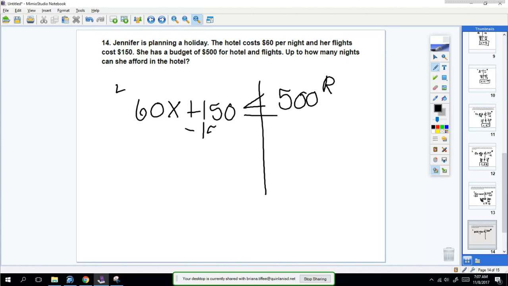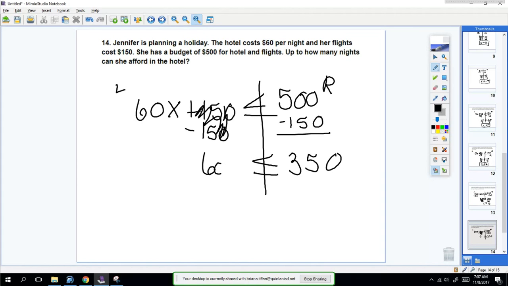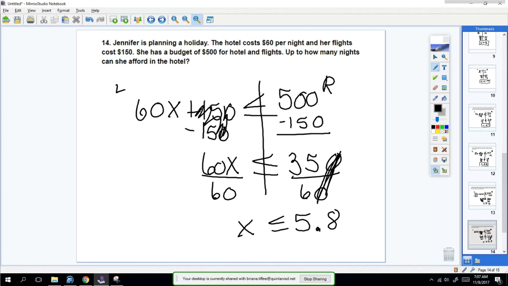Okay, and then you're going to subtract 150 from both sides. This cancels out. You're going to do 500 minus 150, which is 350. Bring down your sign. Then you got 60x. You're going to divide 60 to both sides. I believe I did it right. It's going to come out to a decimal. So you're going to cross out these zeros. 6 goes into 35 about 5.8 times, so she can stay about 5 hotel days.